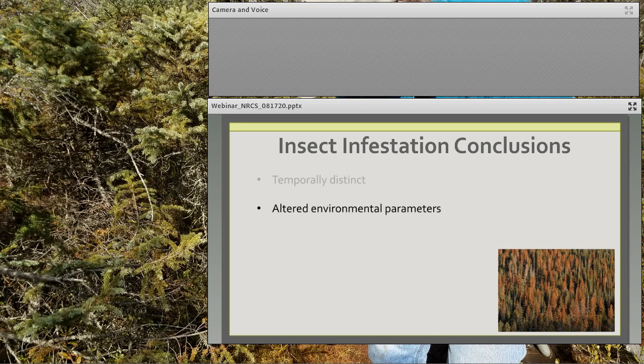Altered environmental parameters associated with insect infestation include reduced canopy cover, increased soil moisture, decreased fine root biomass, altered nutrient cycling, and changes to the water supply. All of these dynamics may have important implications for the soil microbial community and may significantly alter the composition and function.